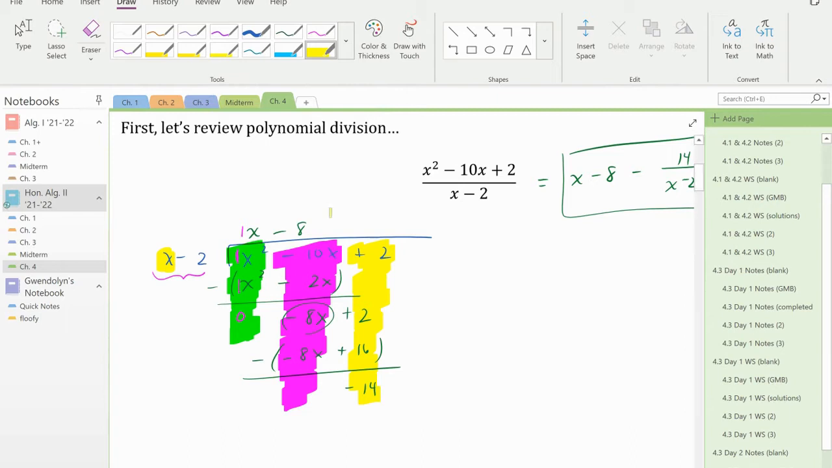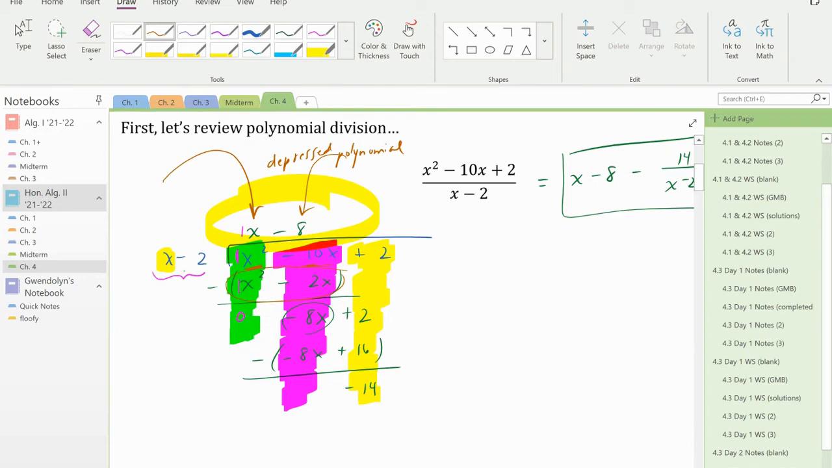And up here where the answer was, do you notice how what I was dividing into started out as x squared, but it dropped a power to x in my answer? And here they were x's, but it dropped a power to -8. Like we call that a depressed polynomial. Not because it's sad, but because it drops a power.